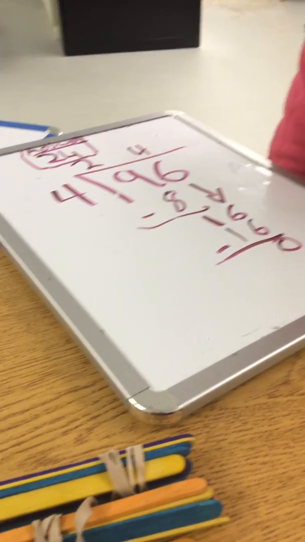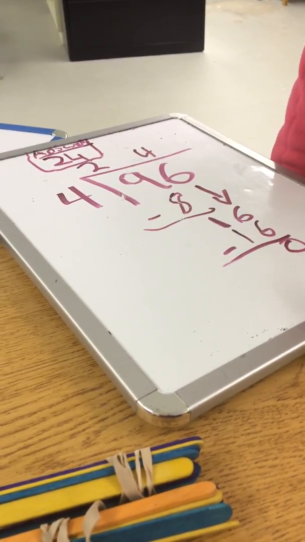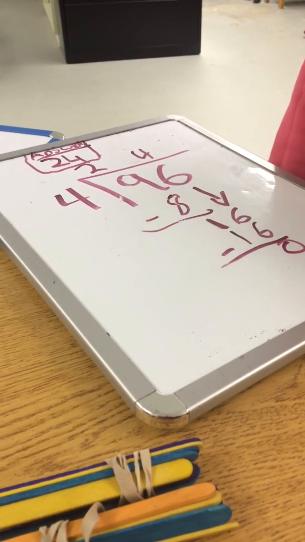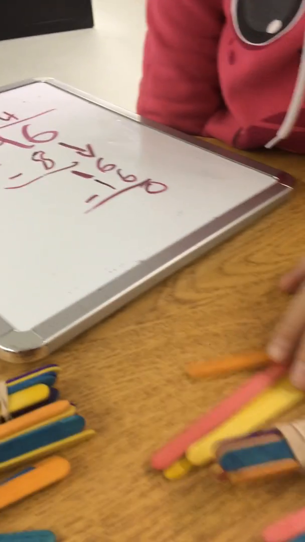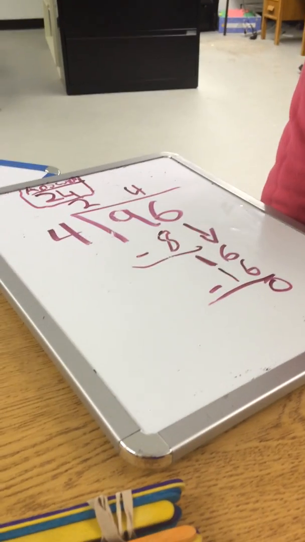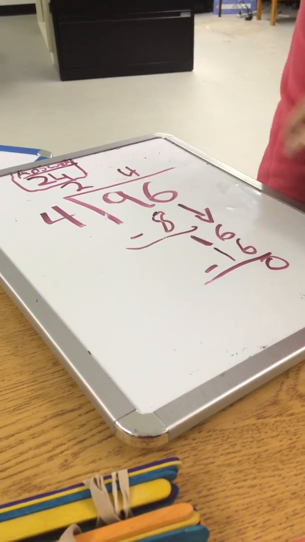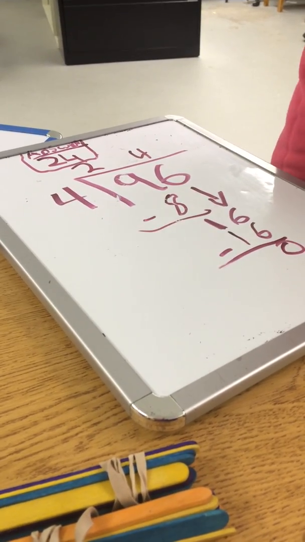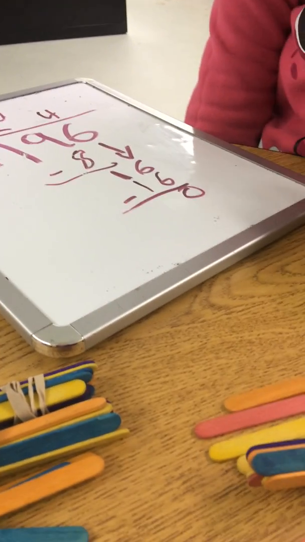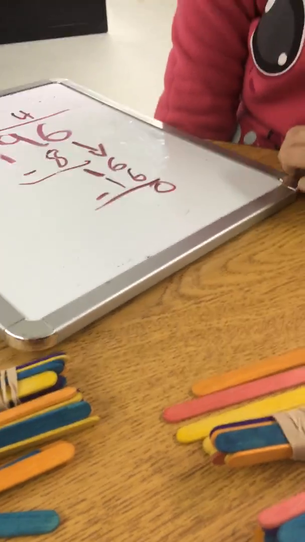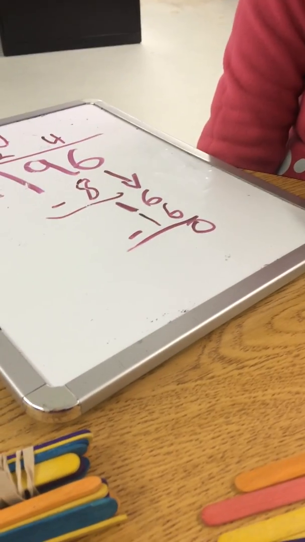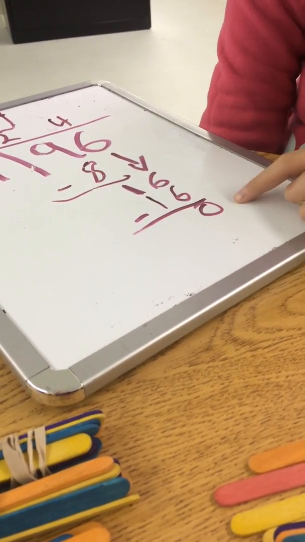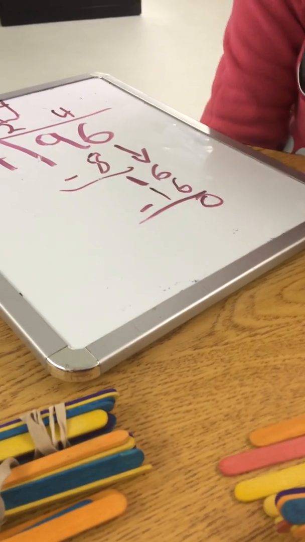How many ones ended up in each group when we're talking about the popsicles? 4. Okay, where do you see that on your board? Perfect. If you put 4 popsicle sticks in each group and you have 4 groups, how many popsicle sticks did you use up? All of them. Where does it show on your board that you used all of them up? Good job. Awesome. You did great.